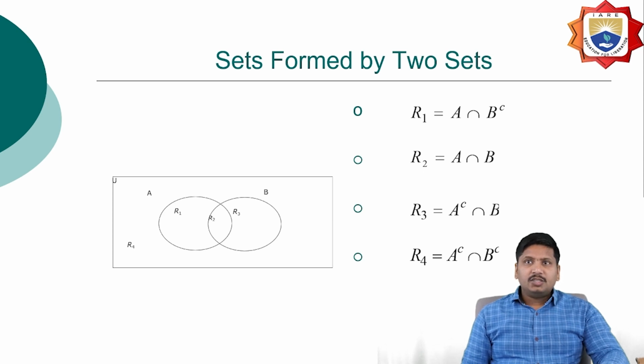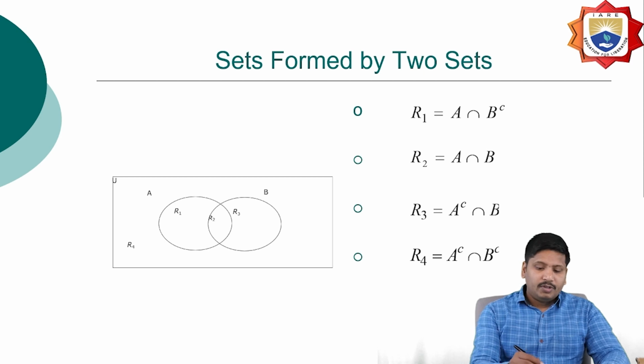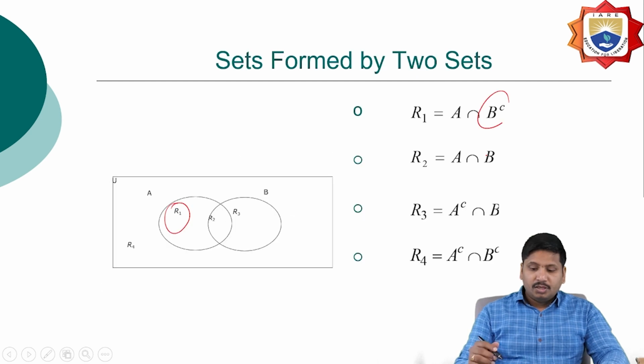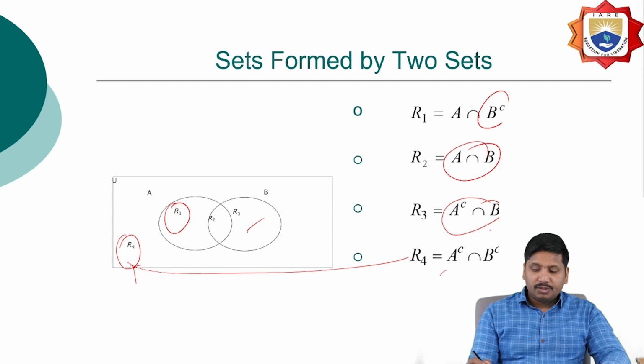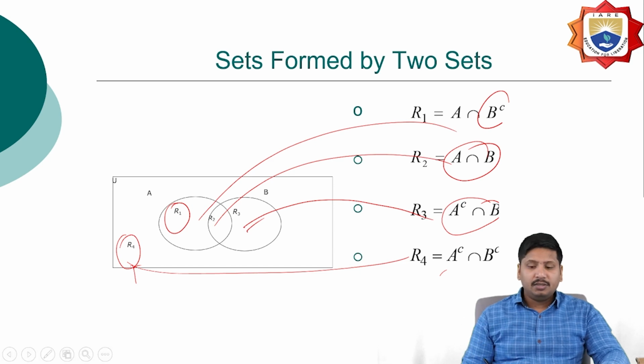And what are the various sets that are going to be followed by two sets? So if I'm going to have the regions R1, R2, R3 and R4: R1 is nothing but A intersection B complement, R2 is nothing but A intersection B, R3 is nothing but A complement intersection B, and R4 is A complement intersection B complement. So this is the region R4, and R3 is nothing but A complement intersection B, R2 is nothing but A intersection B, and R1 is nothing but A intersection B complement.